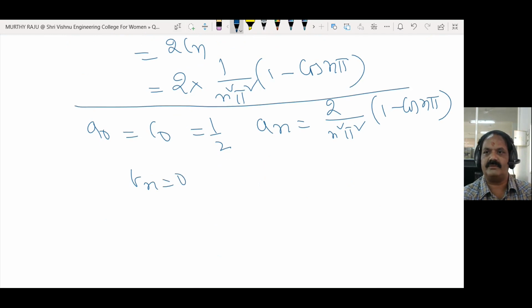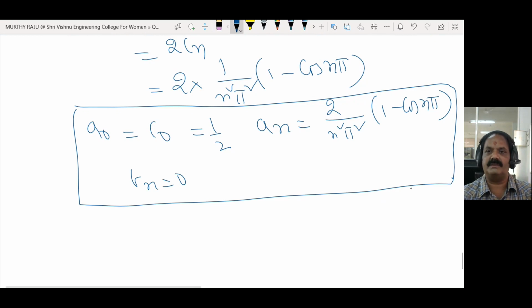These are the Fourier series questions from the complex exponential Fourier series, the Cn question.